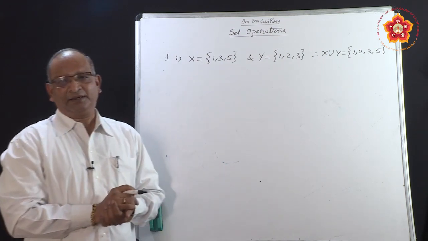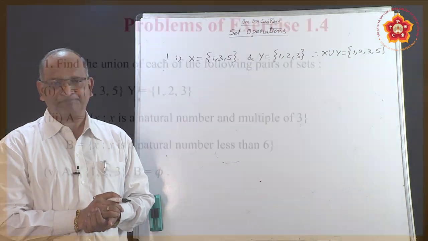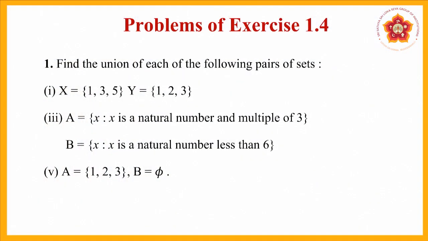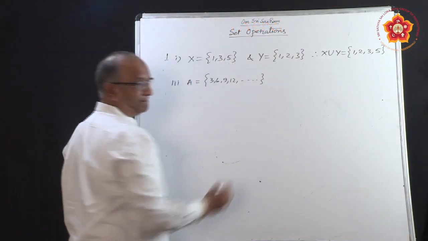Together it is union. Next one, he says second one, X is a natural number and multiple of 3. See, whenever sets are given in set builder form, while doing a problem, convert it into roster form. Then you will exactly know what the elements are. So what does it contain? Natural numbers which are multiples of 3. A is equal to natural numbers which are multiples of 3. Which are the multiples of 3? You have got 3, 6, 9, 12, etc.